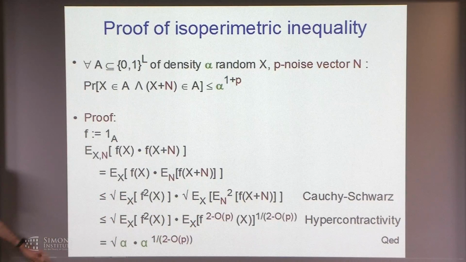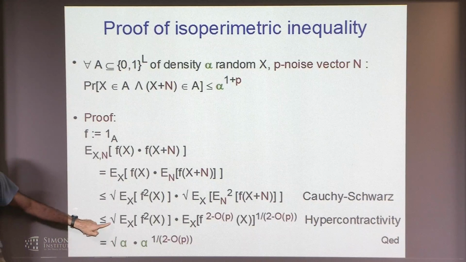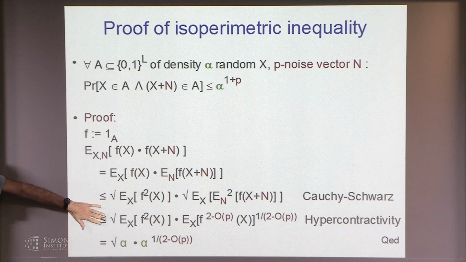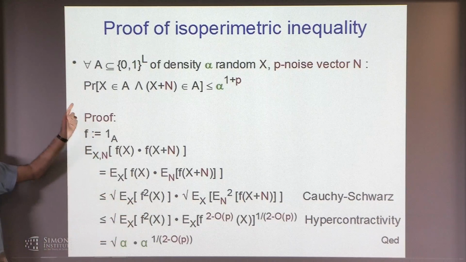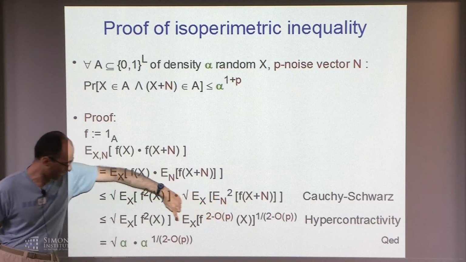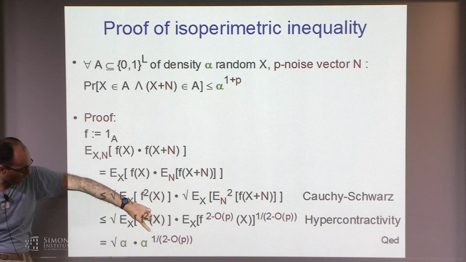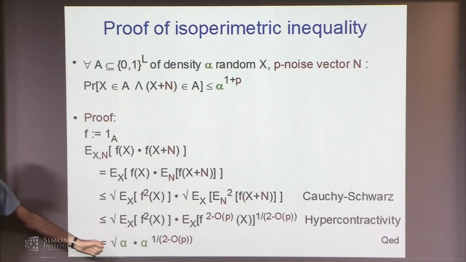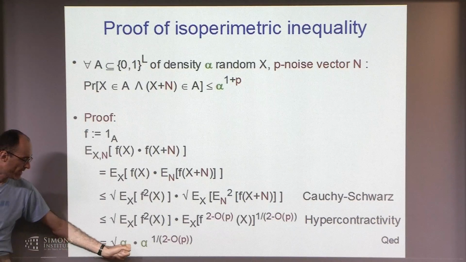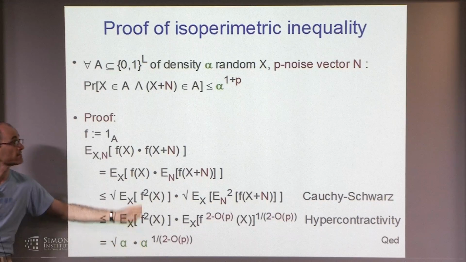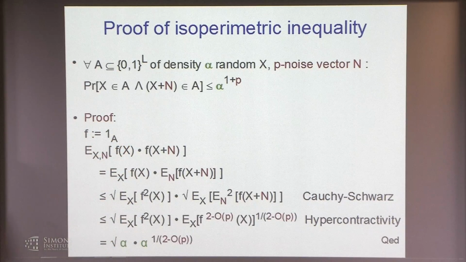The first term remains the same. Now, because f is Boolean, all these values of f are just 1. So what you get here is the square root of alpha, where alpha is the density of the set. And here you get alpha to the 1 over 2 minus order p. So you get square root alpha here, and here you get square root alpha plus a little bit from this, and that gives you that.